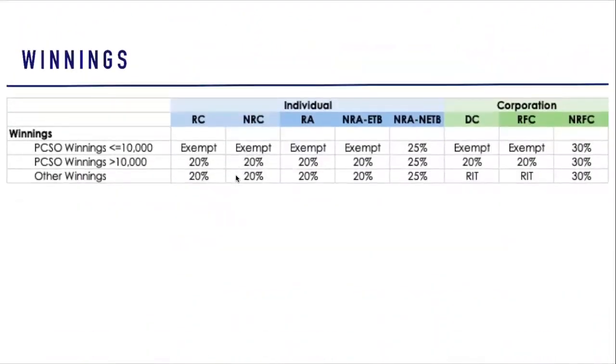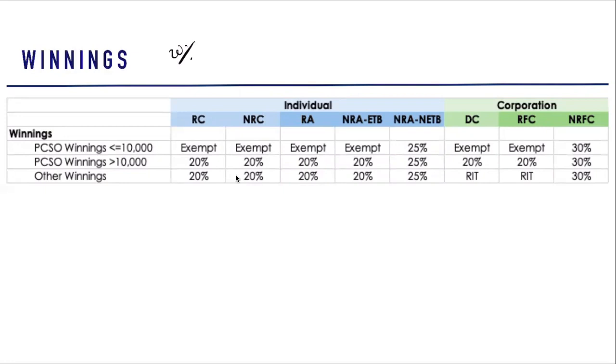Next, we have your winnings. So for your winnings, only PCSO winnings are subject to final tax. Before, we also had your sports winnings, which is subject to final tax. But now, they just divided it as either PCSO winnings or other winnings. So winnings generally are subject to 20% final tax, except for PCSO winnings.